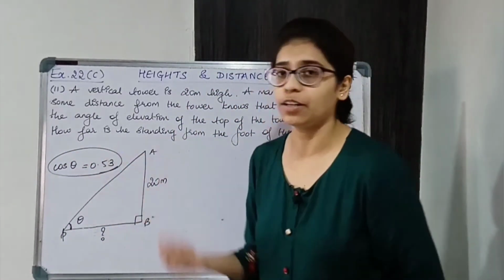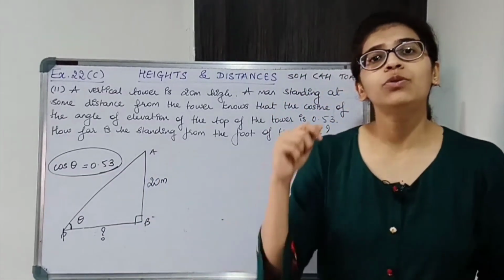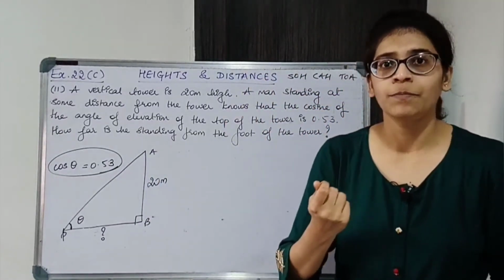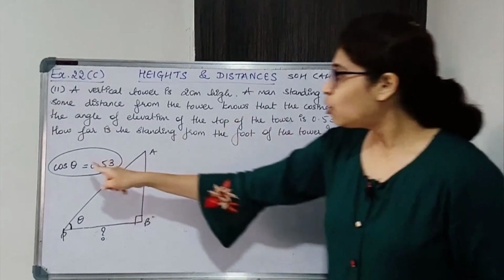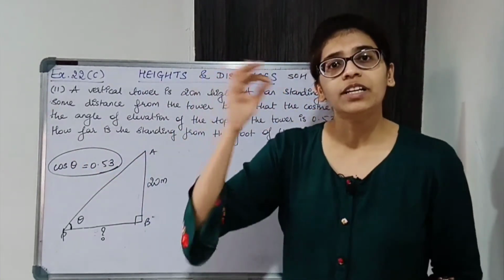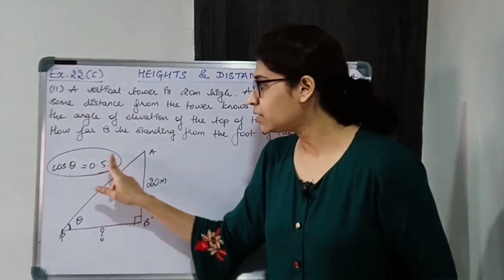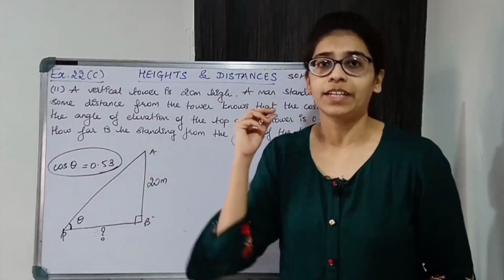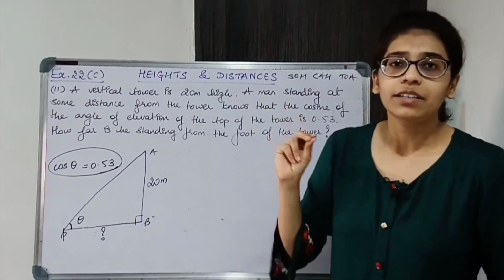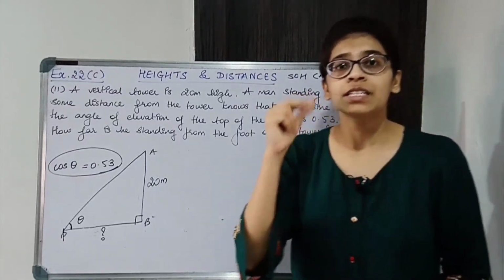From this, find out theta. So go to the natural cosine table. Okay, and look at the values for 0 degree, 1 degree, 2 degree. So look out for where you are getting the value closest to 0.53. So let us look at the table and see what the angle is.